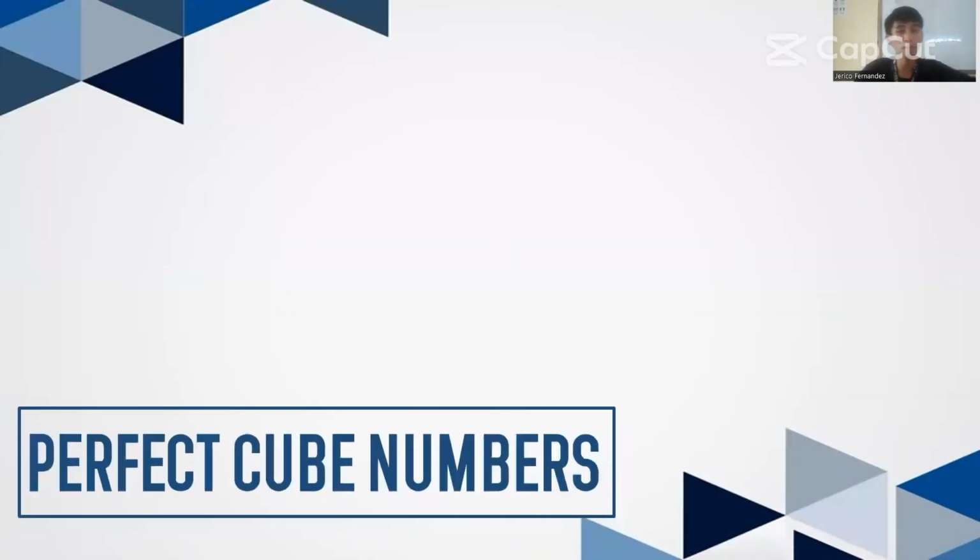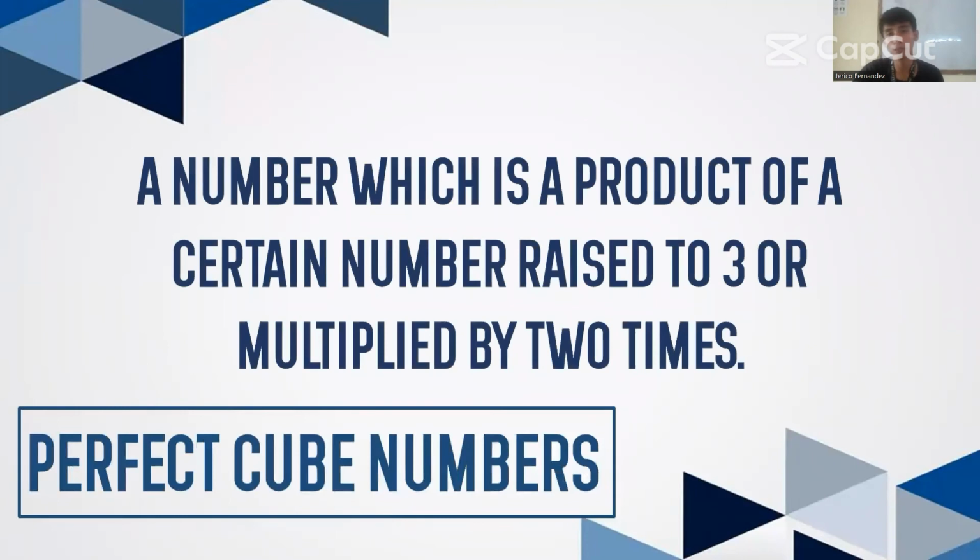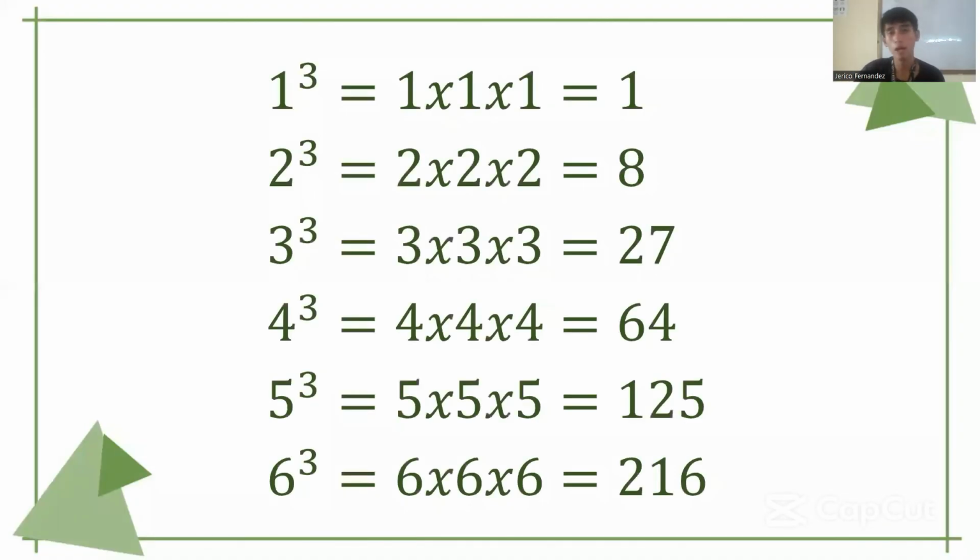Now, we also have the perfect cube numbers. Ano naman yung perfect cube, sir? Kapag sinabi natin perfect cube, a number which is a product of a certain number raised to 3, or multiplied by itself 2 times. Minultiply sa sarili kanina isang beses lang. Ngayon, dalawang beses na. So we have these examples. 1 cube ay 1 times 1 times 1 is equal to 1. 2 cube, 2 times 2 times 2, 8. 3 cube, 3 times 3 times 3, 27. 4 cube, 64, 5 cube, 125, and 6 cube, 216.